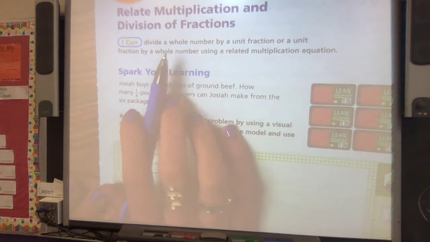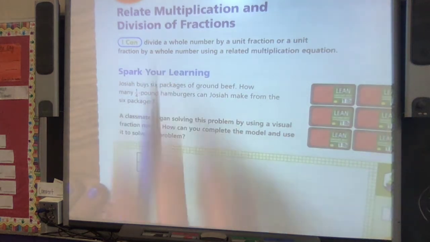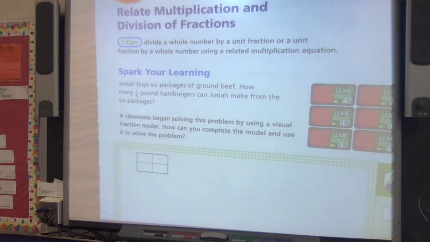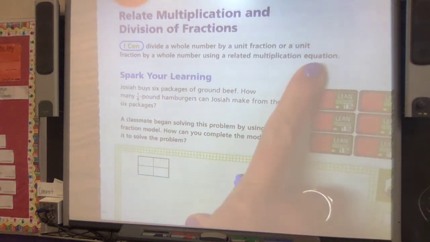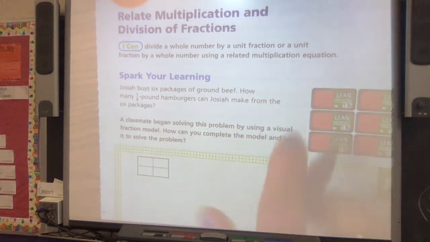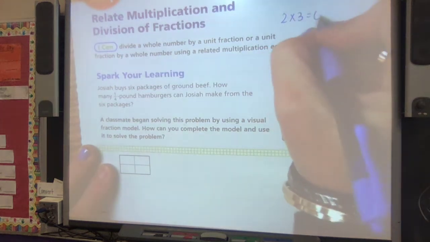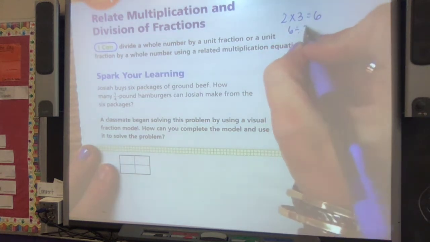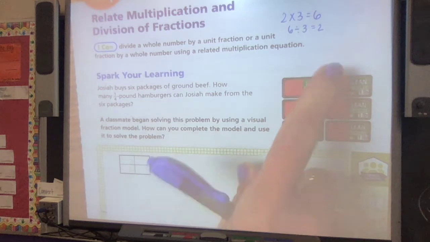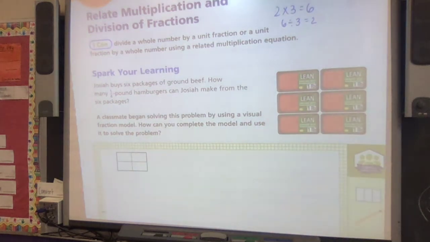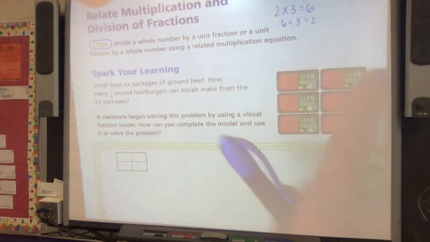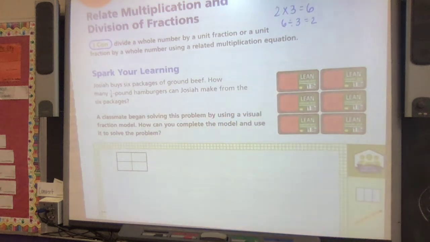So our job today is to understand how to divide a whole number by a unit fraction or a fraction by a whole number, and we're going to use multiplication to help us know that our answer is correct. Just like we know that 2 times 3 is 6, 6 divided by 3 would then be 2. That's how we're going to relate them. We're going to use what we know about multiplication to help us solve this division.